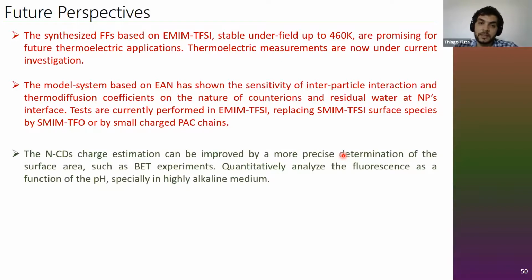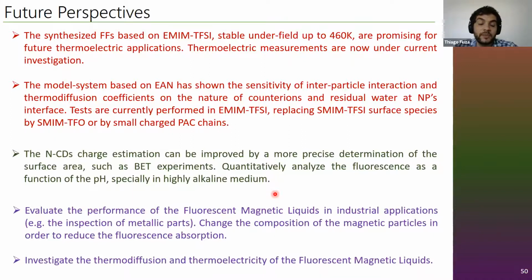Regarding the nanodots, since we see that the charge was well estimated in charge per gram, however, we cannot do a proper estimation as a function of the surface charge. So we'll perform surface area measurements with BET experiments. We also want to quantitatively analyze the fluorescence, as we only did it qualitatively. And we'll probe this blue shift at high pH in order to understand better the mechanism of the fluorescence of these nanodots. Finally, we'll try to evaluate the performance of these fluorescent magnetic liquids in industrial applications, as they can be used in inspection of metallic parts.